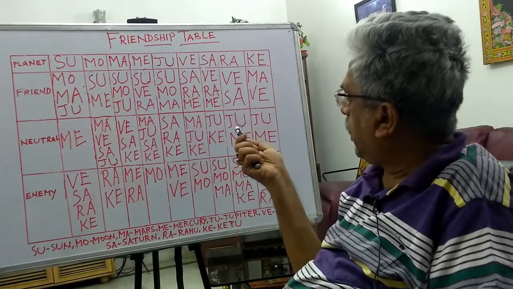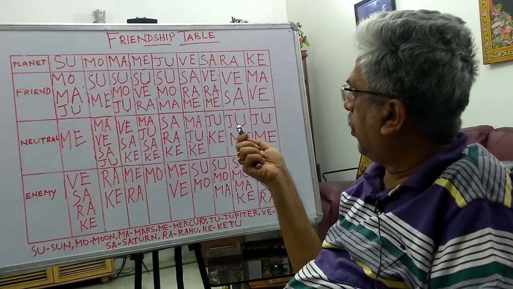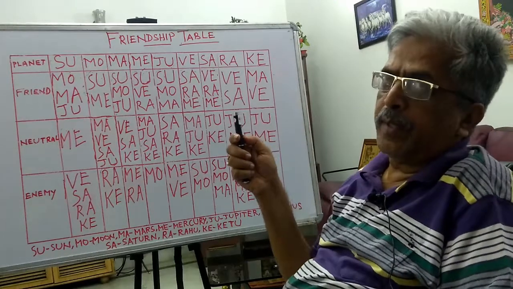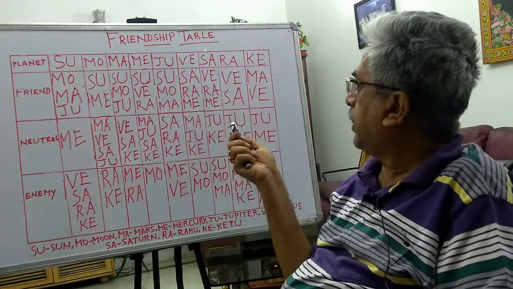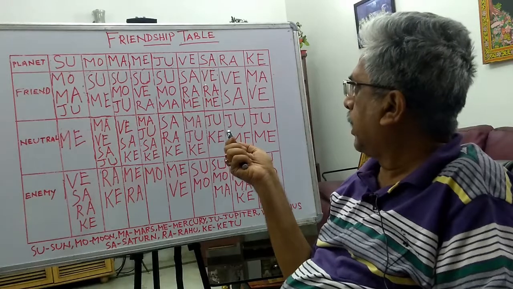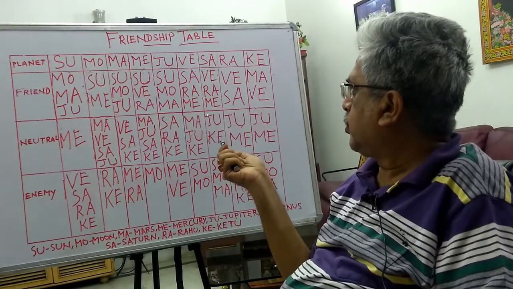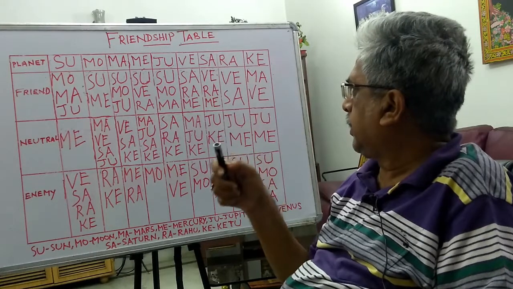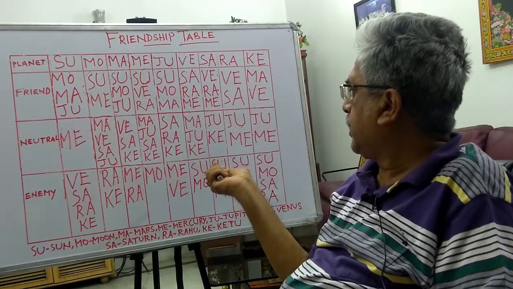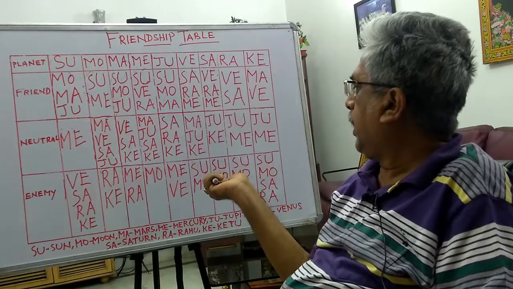In the first house, if 10 or 11 is written, it means you are ruled by Saturn. Saturn treats Venus, Rahu and Mercury as friends. Saturn treats Jupiter and Ketu as neutral. Saturn treats Sun, Moon and Mars as enemies.